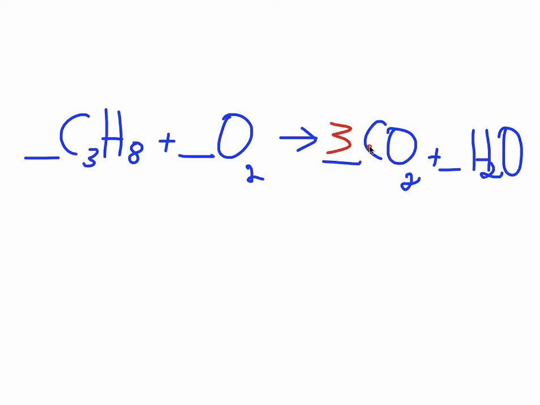3 carbons here, 3 carbons here. 8 hydrogens here, only 2 there, so I'm going to put a 4 to get 8. Now I'm going to start over. 3 carbons here, 3 carbons here. Remember that 2 only counts for the O. 8 hydrogens here, and I got 8 hydrogens here. But as you see now, I have O's in 2 different places. When you see the O's, slow down.